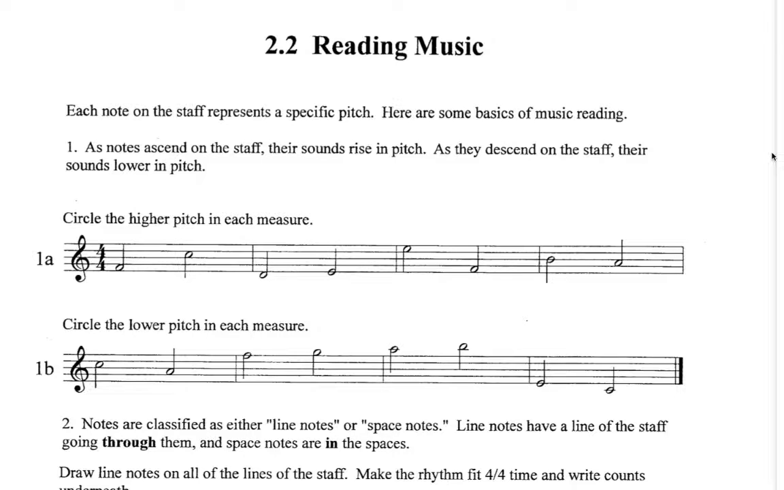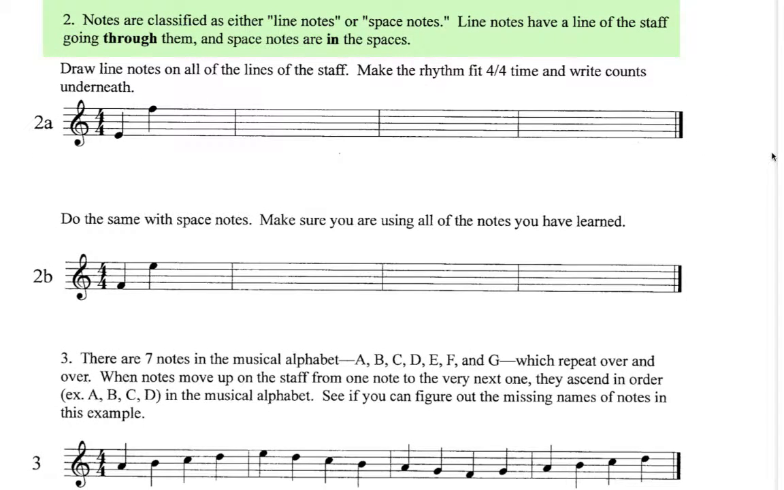Reading music. Each note on the staff represents a specific pitch. Here are some basics of music reading. As notes ascend on the staff, their sounds rise in pitch. As they descend on the staff, their sounds lower in pitch. Notes are classified as either line notes or space notes. Line notes have a line of the staff going through them, and space notes are in the spaces.